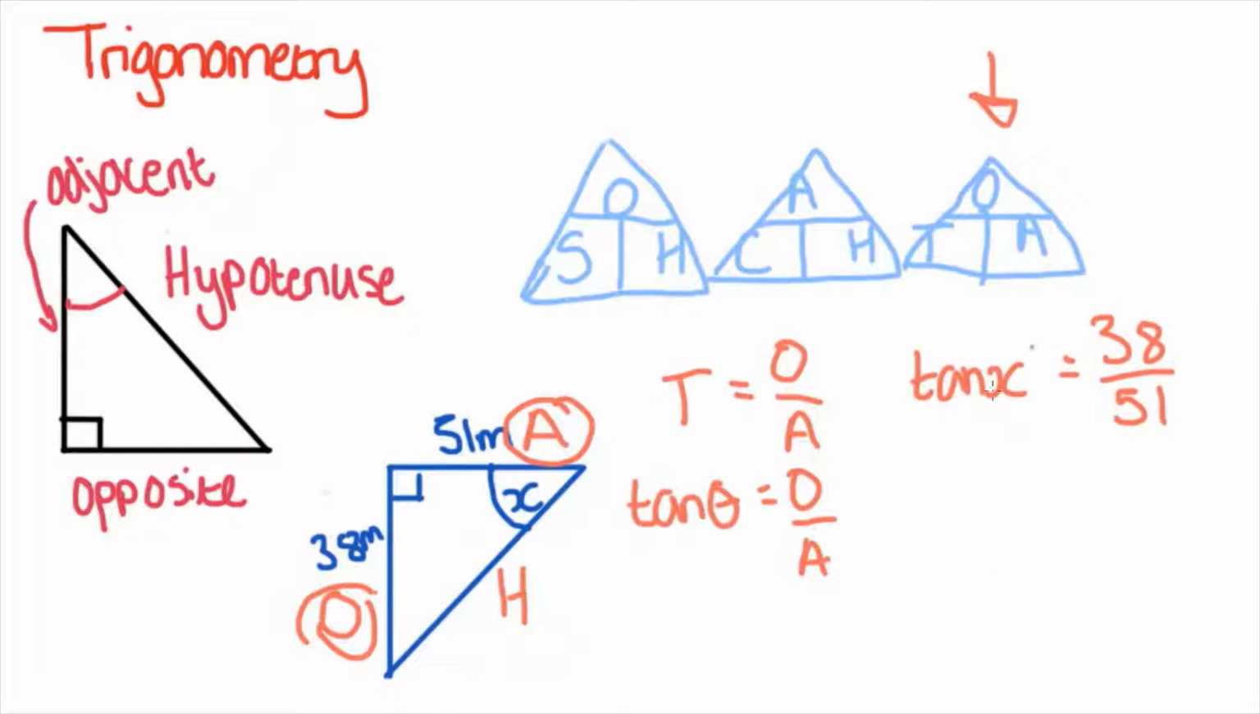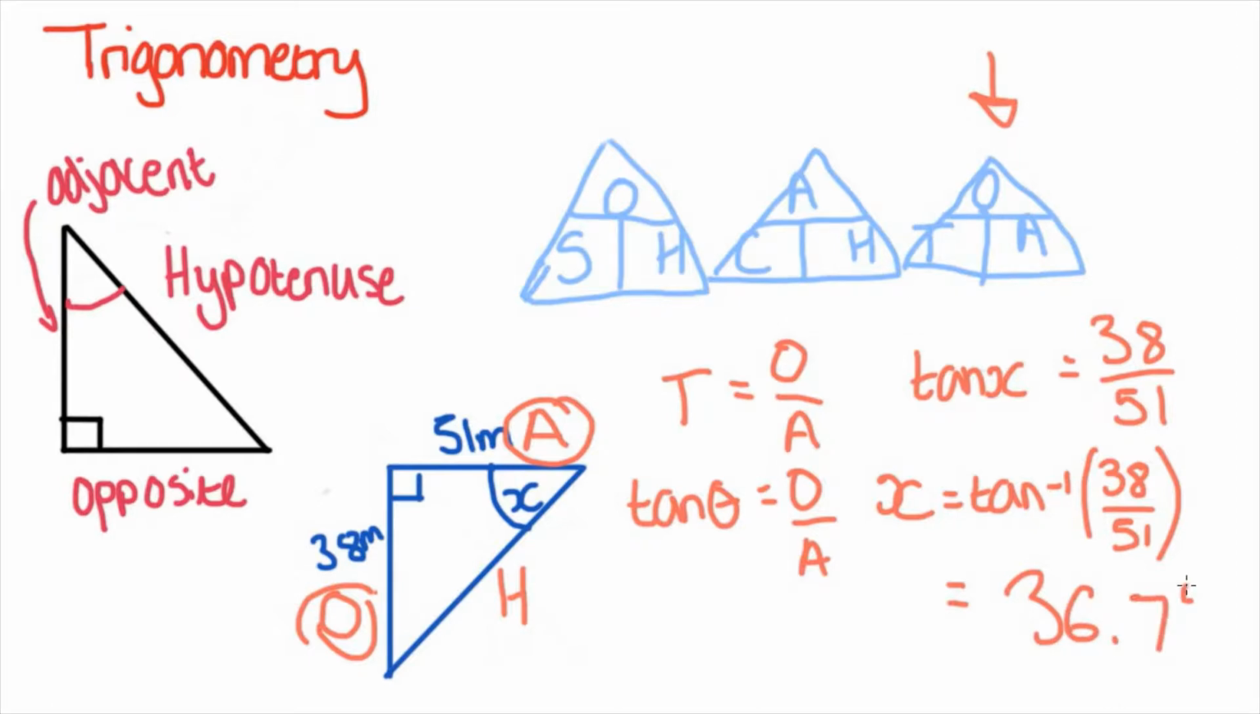And again, we want to get x on its own, so we apply the inverse to both sides again. And all that does is gets rid of the tan here. So it becomes x equals tan to the minus 1 of 38 divided by 51. And again, we can find tan to the minus 1 by clicking shift tan on our calculators. So then plugging that in to the calculator, we'll get that our final value is 36.7 degrees.